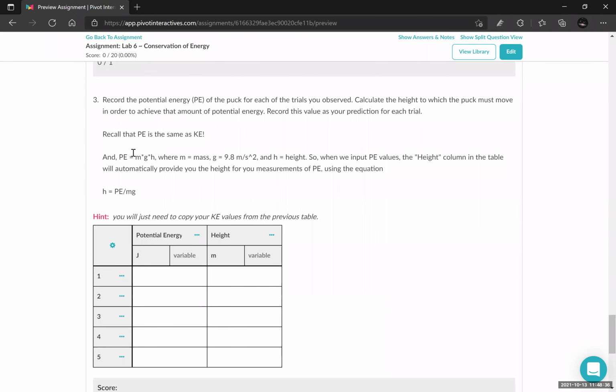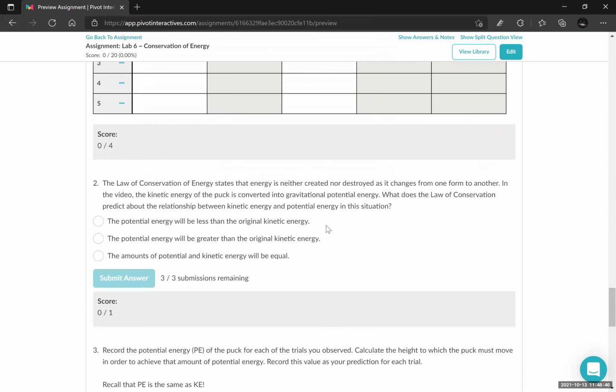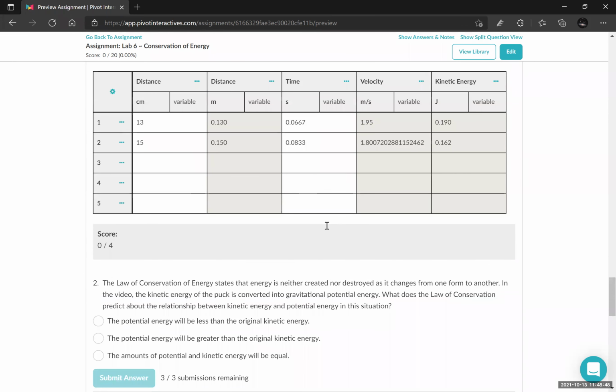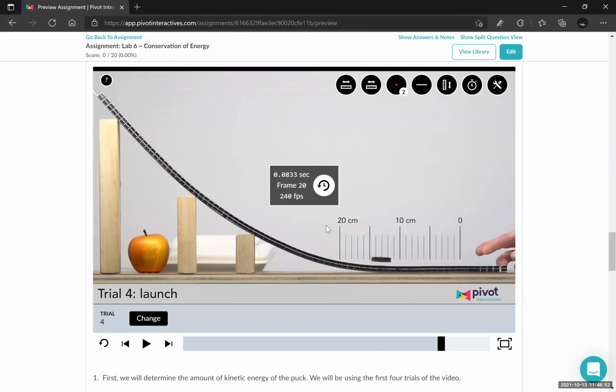Then the idea here is, because we are assuming conservation of energy, potential energy is going to be the same as kinetic energy. That means you're going to come back here and say, okay, my potential energy for trial 1 was 0.190 because my kinetic energy was 0.190. Because when the puck goes from the bottom of the incline to the top of the incline, the only force acting is gravity, which is a conservative force.